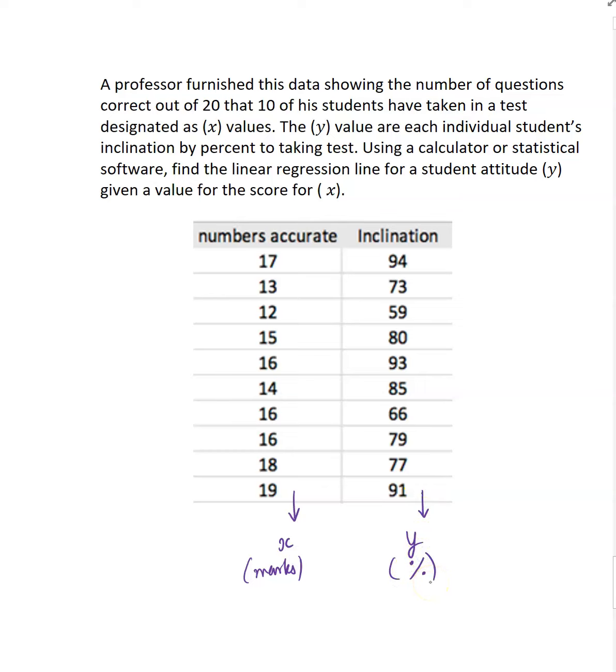But we know, just for understanding here, it says find the linear regression for a student's attitude. So Y is the student attitude for a given score of X. So X is the score that the student earned. Okay. So here we're saying the score is independent and the student's attitude depends on the score. That's what this would mean, right? So now I would like you to enter this data. Again, go back and clear your list, clear L1 and L2. And I'd like you to enter your X column in L1 and your Y column in L2.